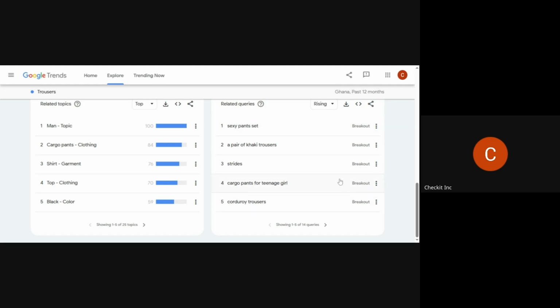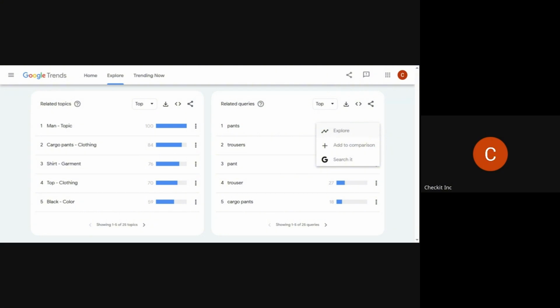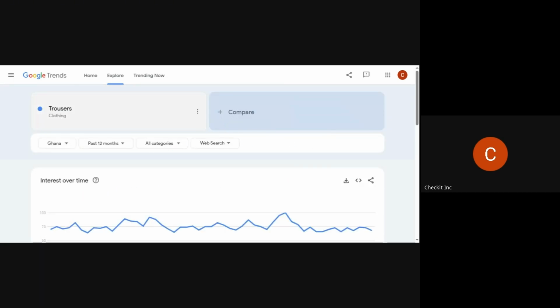So let's take, for example, we check the top, right, to see which one is stable. We see that pants is stable. Pants is the stable word that people are always searching for when it comes to trousers. So you could click on here to explore it. You could add it to comparison, up here, to compare it with trousers.